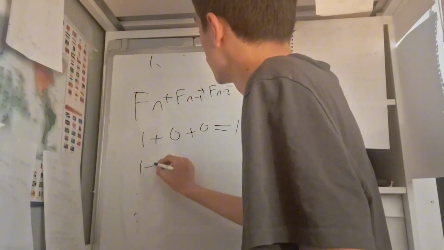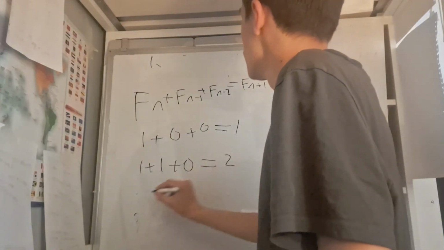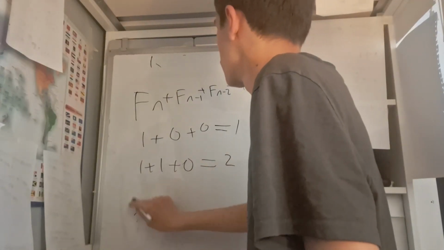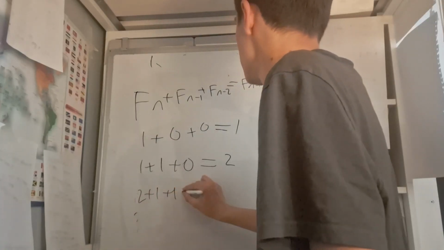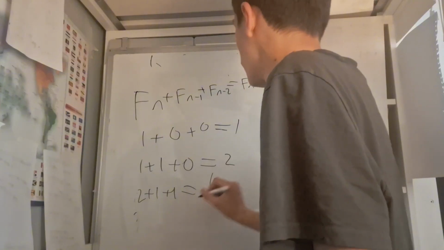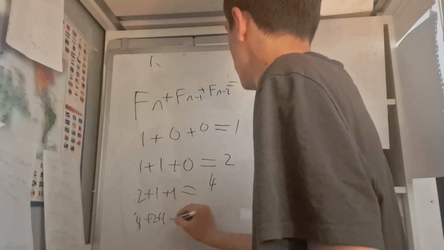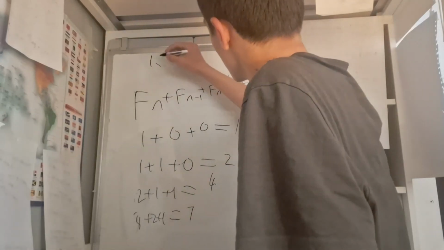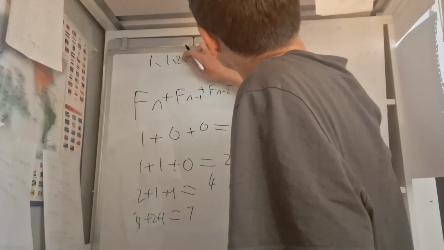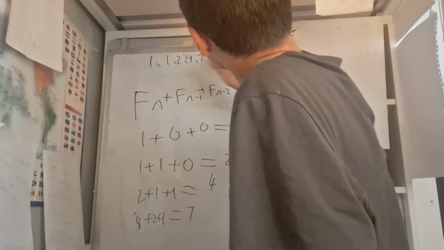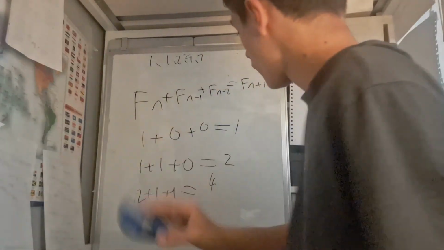Now that means 1 plus 1 plus 0, which equals 2. But now this is 1, 2, plus 1 plus 1, our first different value, which is 4. And 4 plus 2 plus 1 equals 7. So it's 1, 1, 2, 4, 7.